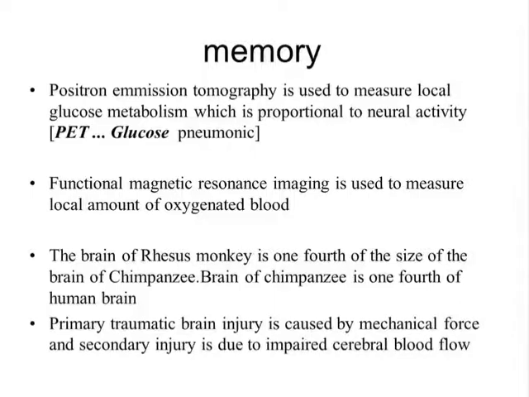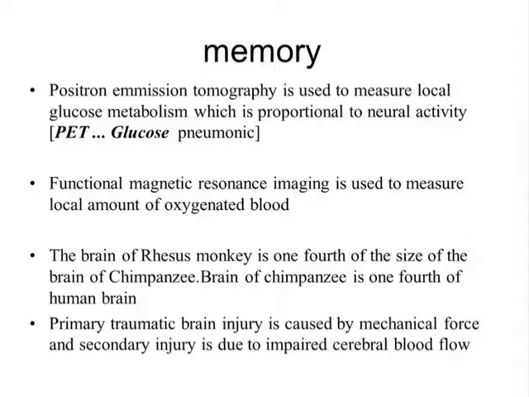What is in the stomach? In the stomach, food, glucose. So, PET scan is concerned with the utilization of glucose. This is the mnemonic, so that you can very easily remember what is PET and what is fMRI. And fMRI is functional magnetic resonance imaging. F for functional, MRI, magnetic resonance imaging, is used to measure the local amount of oxygenated blood.